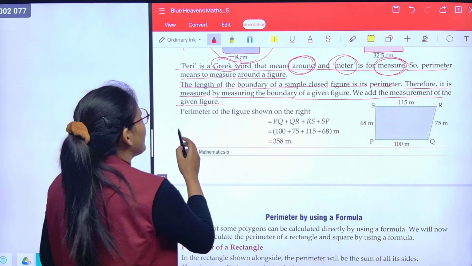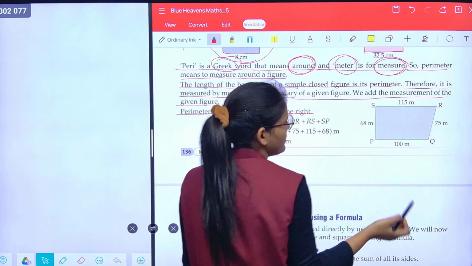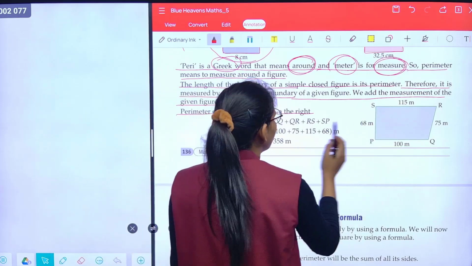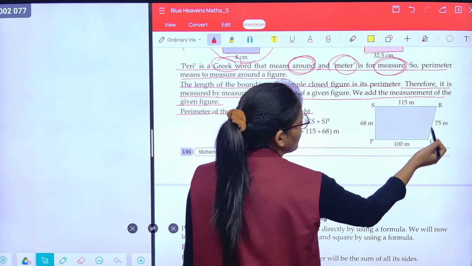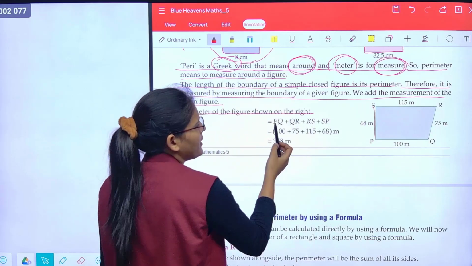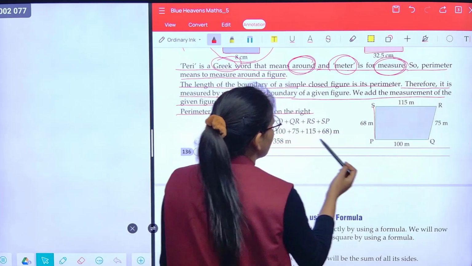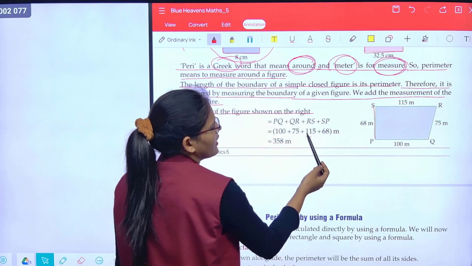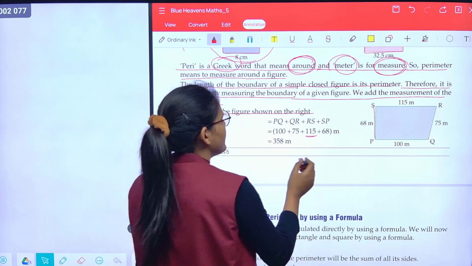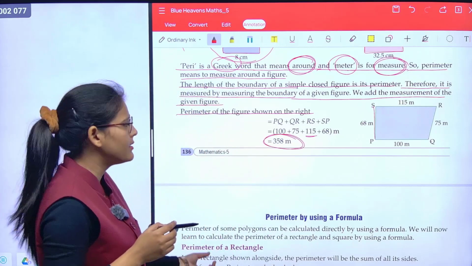See. Perimeter of the figure shown on the right. Class C, perimeter. So we will add all the sides PQ, QR, RS and SP. Understand? PQ is 100 centimeter, QR is 75, RS 115, SP 68 meters. So sum of all sides is 358 meters.